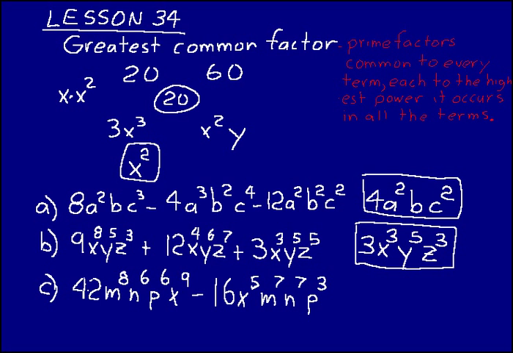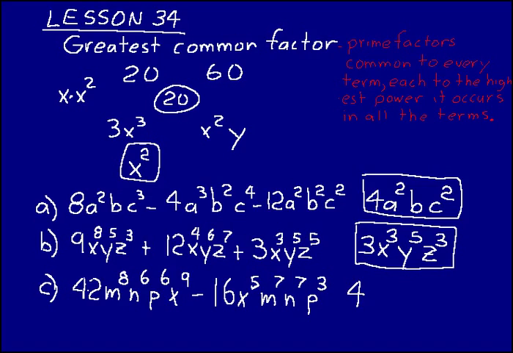Let's do one more. We have two terms in this problem, and let's just go ahead and look at the numerical parts first and find the greatest common factor there. So we have a 42 and a 16, so that's two even numbers, so we know that they at least have a 2 in common, but we want the greatest common factor. So they both have a 4 in common, right? Because you'd have 4 times 13, and 4 times 4 is 16. So that's the greatest common factor, a 4 in terms of the numerical coefficient.